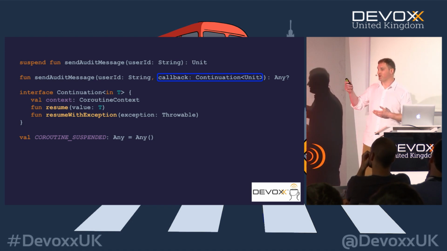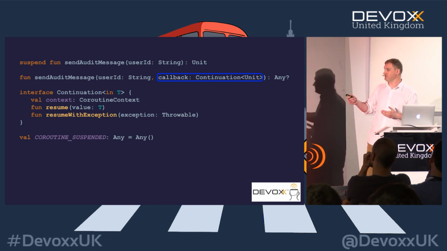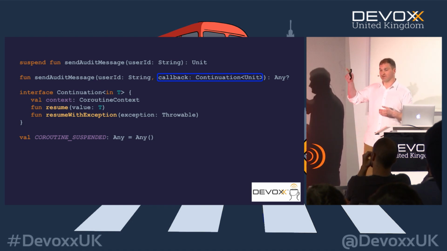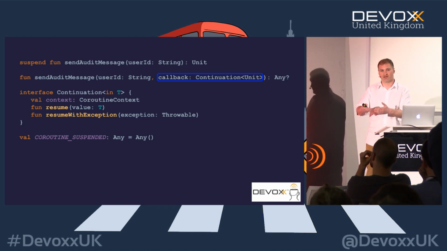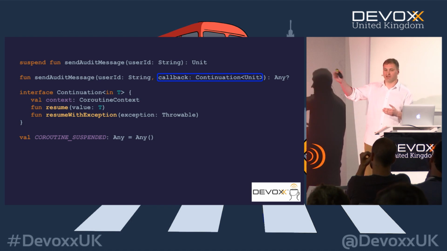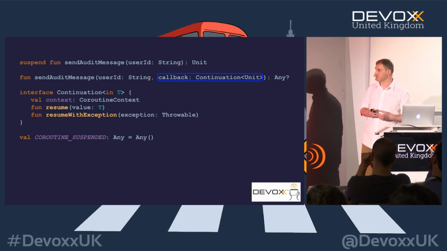So this is why we have this special value called coroutine suspended. And this special value is returned by the suspending function when it wants to inform the caller that the true value will be returned via the continuation parameter.